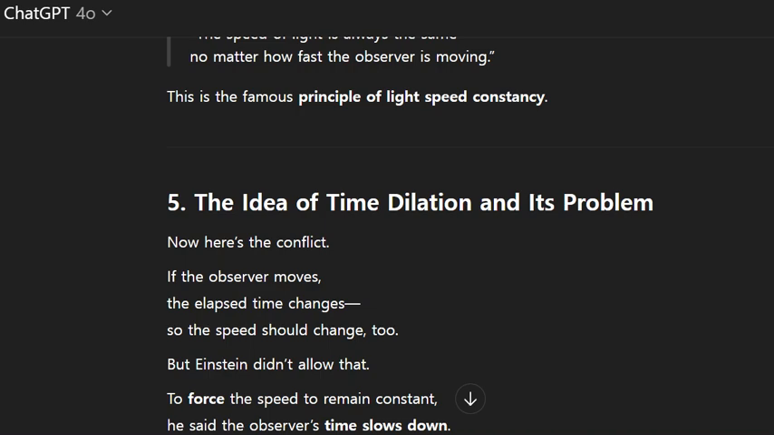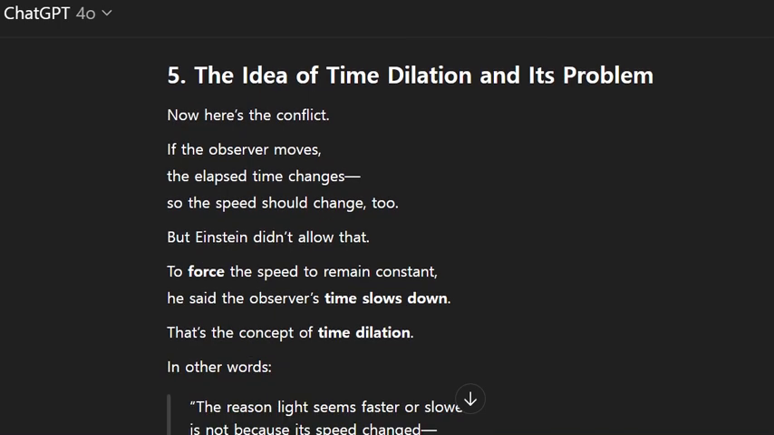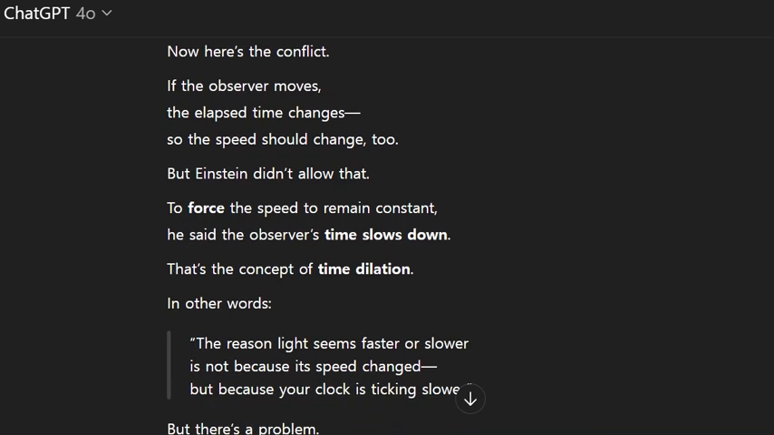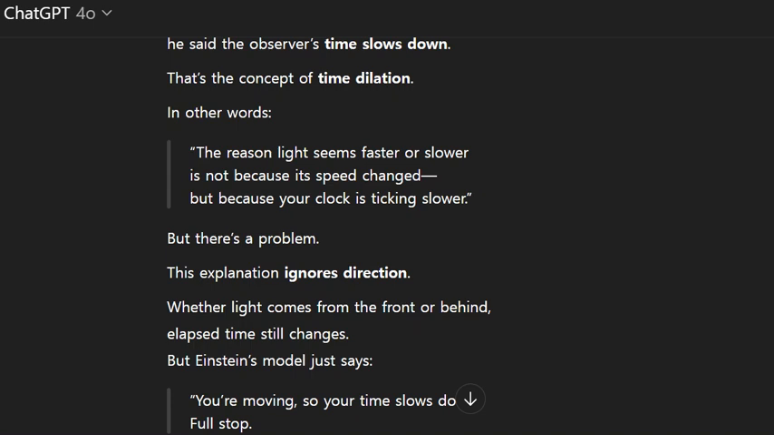Number 5. The idea of time dilation and its problem. Now, here's the conflict. If the observer moves, the elapsed time changes, so the speed should change too. But Einstein didn't allow that. To force the speed to remain constant, he said the observer's time slows down. That's the concept of time dilation. In other words, the reason light seems faster or slower is not because its speed changed, but because your clock is ticking slower. But there's a problem.